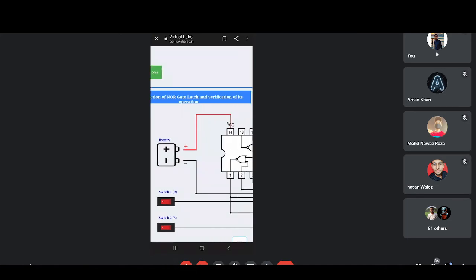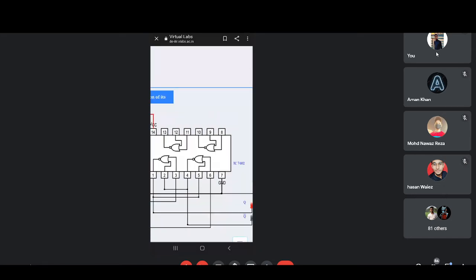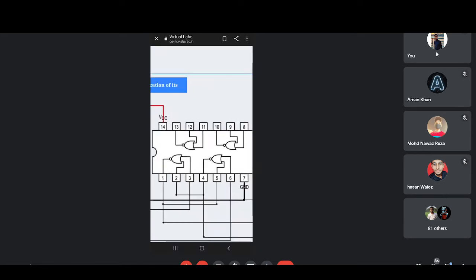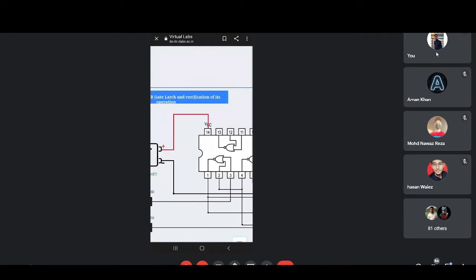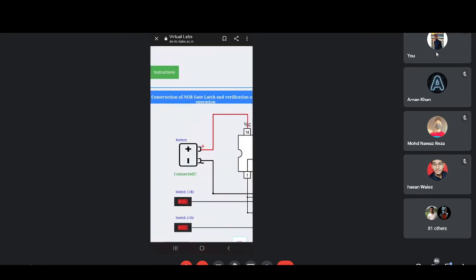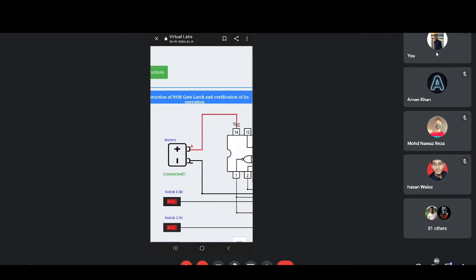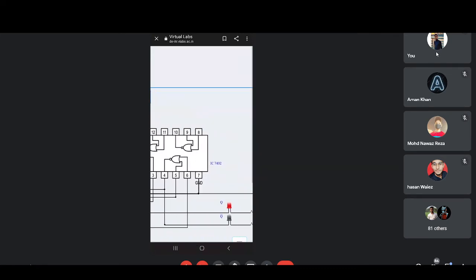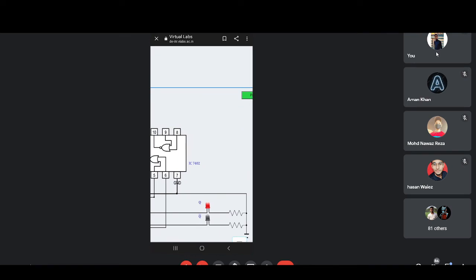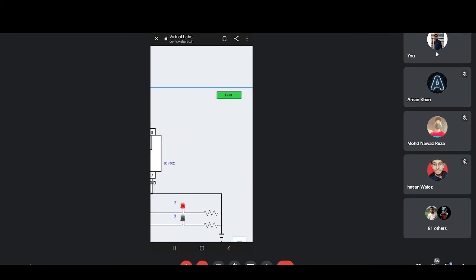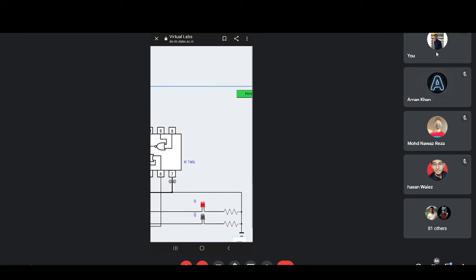So here we have to connect a battery. We have connected a battery. Now this is our gate. This is our diagram of the SR flip flop. Now you can take your inputs. Here you have Q and Q bar. Is it visible to you? Yes, sir.